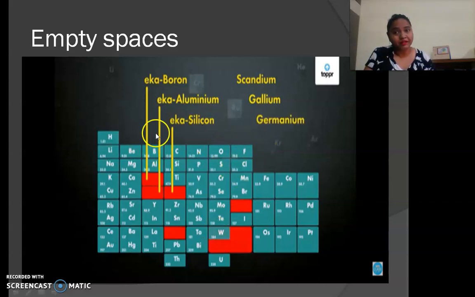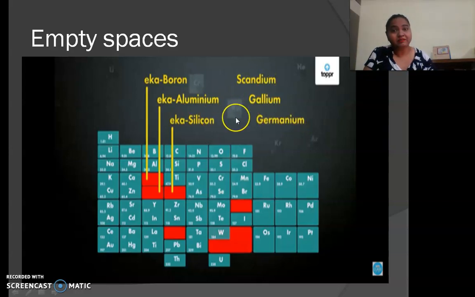For example, he named the element after aluminium as Eka aluminium. He named one element Eka boron and another Eka silicon. Later on, these elements were discovered to be germanium, gallium and scandium.